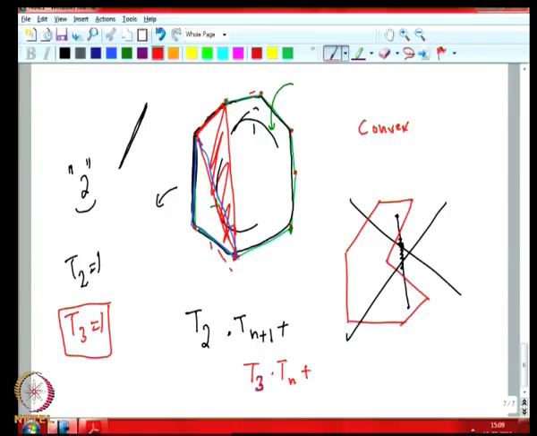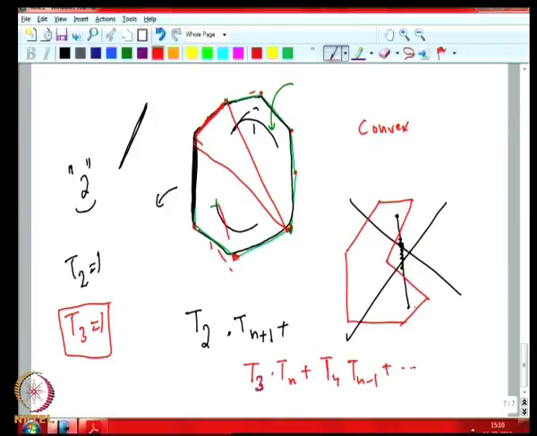Next will be when we allow the vertex to be here. Now here we have a 4 sided polygon, that will be T4, and we have Tn minus 1, and so on, till finally we reach T n plus 1 into T2 in the end.